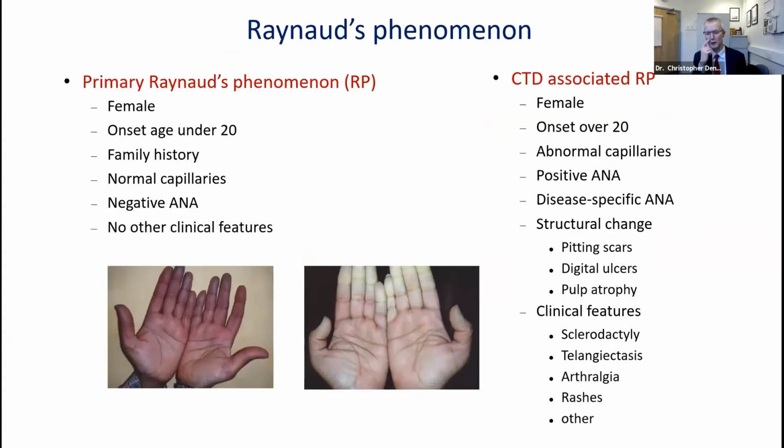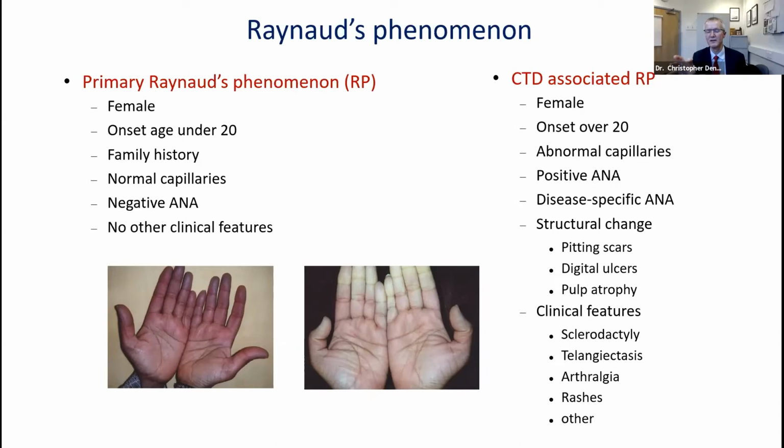So it is very important to use all of this material to differentiate those patients who have primary Raynaud's: female predominant patients with an onset of Raynaud's of less than 20 years, a positive family history, normal capillaries, and a negative ANA without any other clinical features of connective tissue disease. This is an important group to identify because these patients will just need symptomatic management and will have a very good long-term prognosis, as opposed to those patients with connective tissue disease associated Raynaud's.